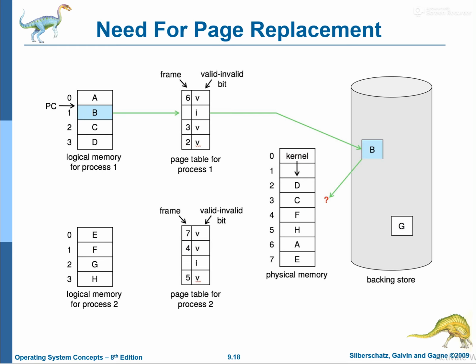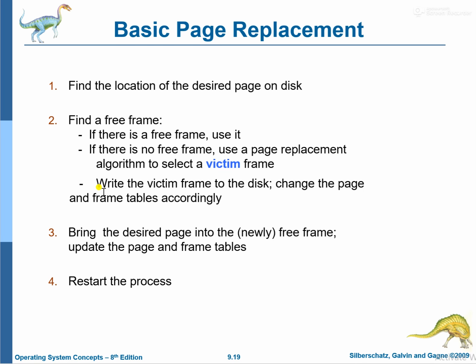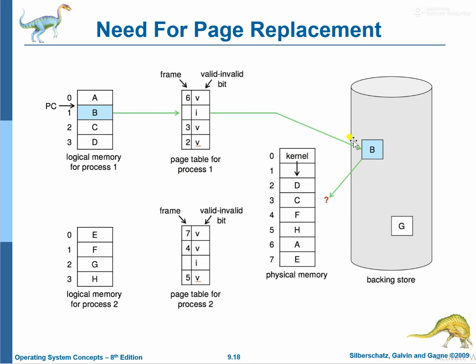So what is the basic algorithm that is followed in that case? Look here, what we have to do is find the location of the desired page on disk. Like here we find out where this B is located on the backing store.